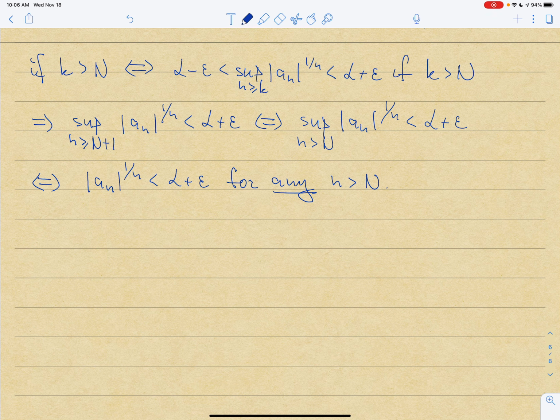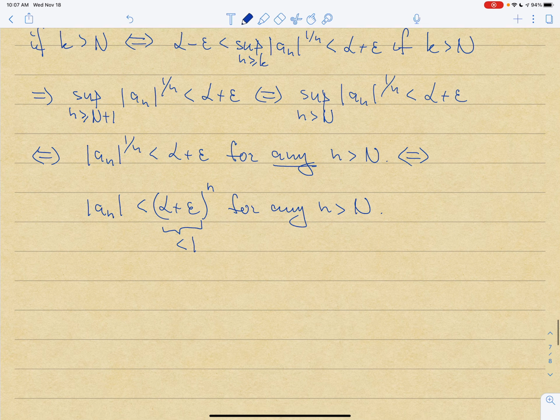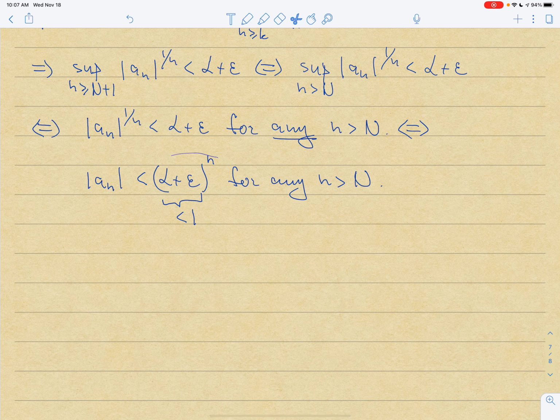All right, but then if that is true, then again, an equivalent statement: if I take the nth power of both sides, it is going to be that the absolute value of an is less than alpha plus epsilon to the power n, again, for any n bigger than capital N. Okay, so then what is alpha plus epsilon? Alpha plus epsilon is a number which is less than 1. What does it mean? It means that now I have a sequence which looks like a geometric sequence, right? Because it's a fixed number alpha plus epsilon, which is less than 1, to the power n. And that geometric sequence is going to be larger than my given sequence, the absolute value of an, as long as n is bigger than capital N.